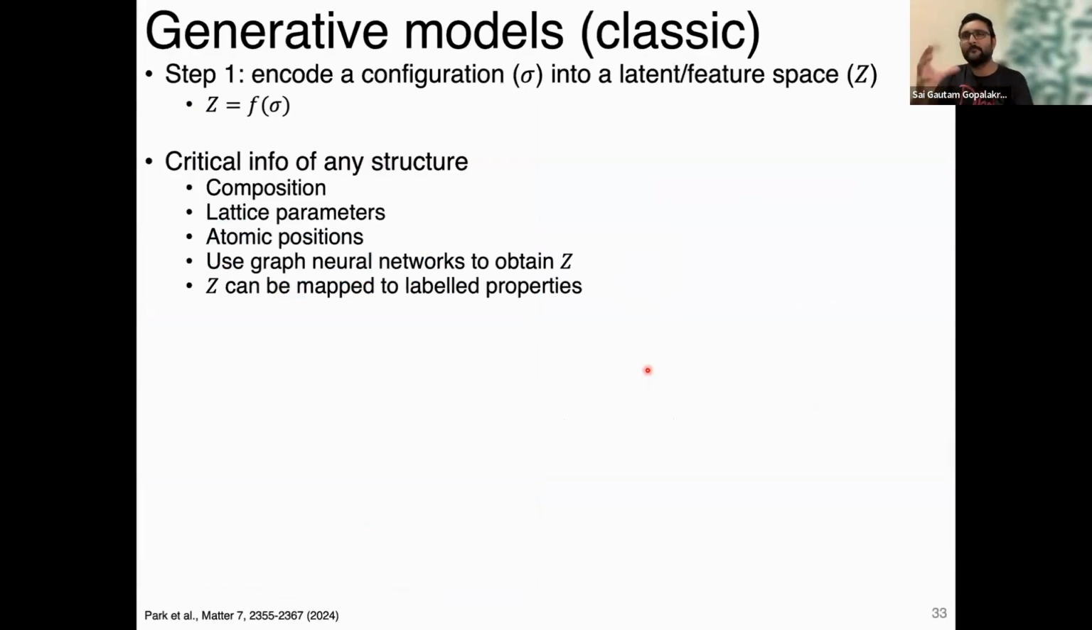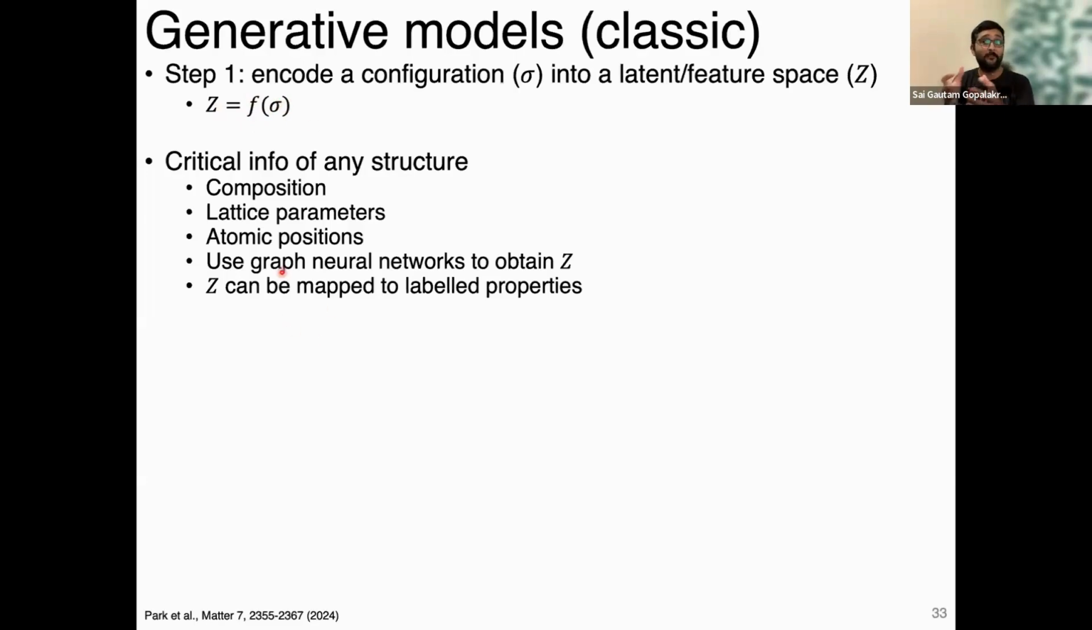So how do these generative models work in the general sense? So firstly, they learn how to encode a given configuration. A configuration can be a structure. They encode this configuration into some latent space. Latent space is a sparse representation of your structure. So you learn how to represent your structure in a sparse fashion using this machine learned function given a structure. So for materials, what are the critical information within a given structure? You want to store its composition. You want to store the lattice parameters, and then the positions of the atoms. These are the 3 things that you want to store in any given structure.